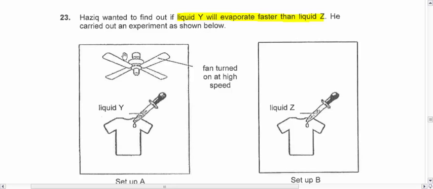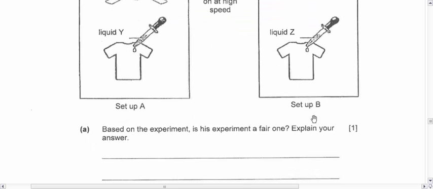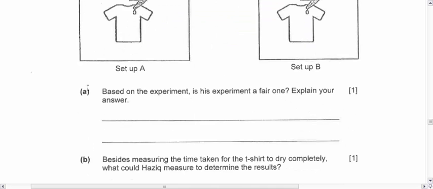But in this case, I have this fan here. So if I have this fan here, I have no fan here. This is not fair because I'm changing two variables. So in setup A, I have fan and liquid Y. Setup B, no fan and liquid Z. So it's not fair because there are two variables that are being changed. Okay, so that's how you should explain your answer.